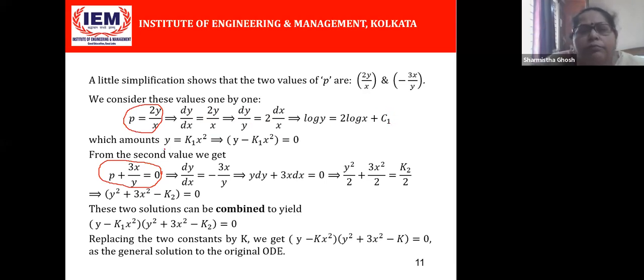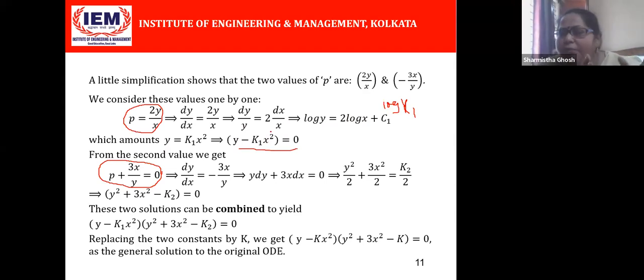So now we can put the solution like this. Maybe instead of c1, if we write it in the logarithmic form, so suppose it's log k1. Therefore, we can write the solution as y equal to k1 x squared, since 2 log x of course gives us x squared. Taking the k1 x squared to the left hand side, y minus k1 x squared equal to 0. So this is the solution of the first factor.